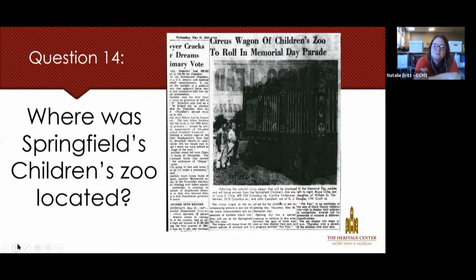Question 14. Where was Springfield's Children's Zoo located? This is an article here about the Children's Zoo being represented in the Memorial Day Parade. And I think National Trail has this old circus wagon that they restored that was used for the zoo. This article is from 1963, but the zoo would always reopen on Memorial Day. So where was it located?